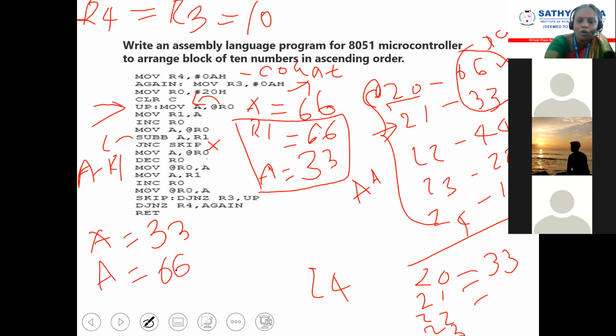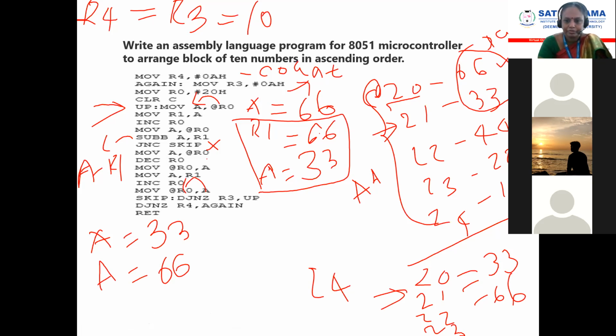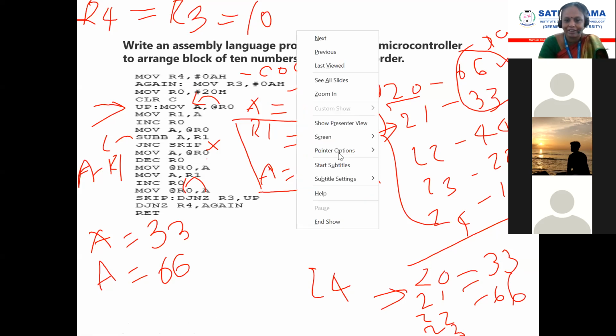Now what is my accumulator value? 66. Then MOV @R0, A with INC R0. INC R0 means what? R0 will become 21. 21 means it will go to the next memory location. So in the next memory location, I have to move my accumulator to @R0. @R0 will now become 66. Can you understand or not? Then how long do I have to execute it? DJNZ. DJNZ means what, ma'am? Decrement and jump if not zero. This loop has to keep on executing. 66, 33, 44, 22, 11. Okay.